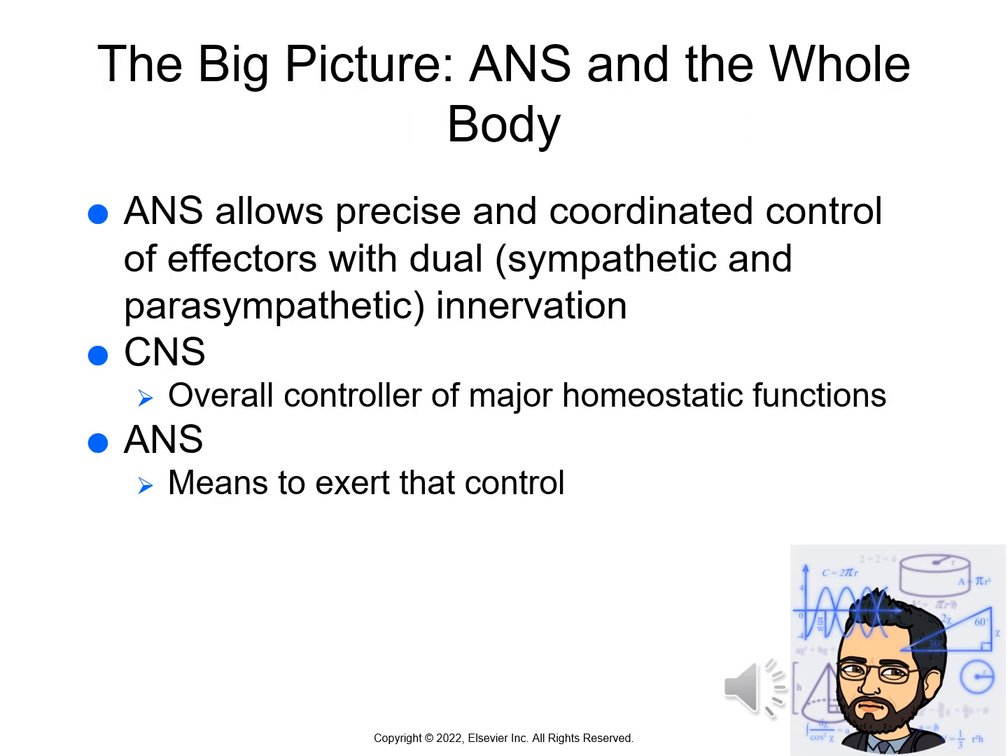Okay, the big picture, ANS and the whole body. This lecture went much quicker, and I'm hoping it's because I'm doing audio recording only and not video. So, yeah. The big picture, ANS and the whole body.